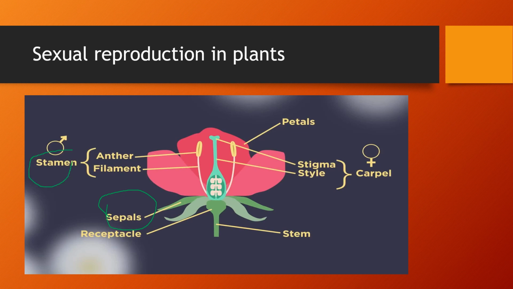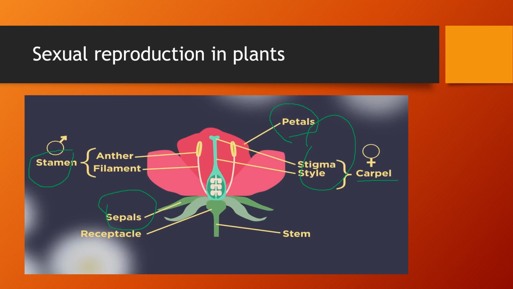Stamen, anther and filament. What do we call the stamen? Anther and filament. And stigma and style are known as the carpel. Stigma, style and carpel. Now the main function of the petal: petals are usually brightly colored to attract insects.